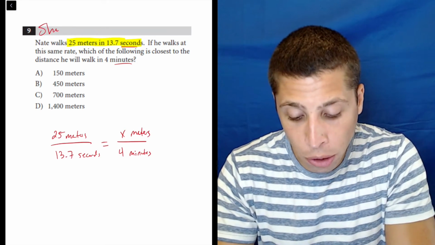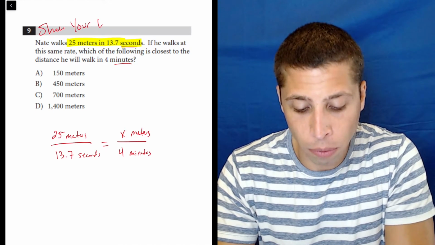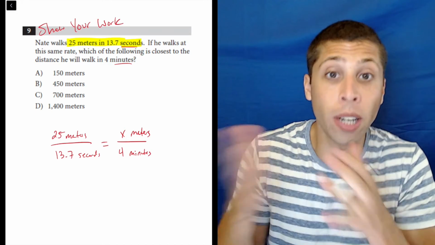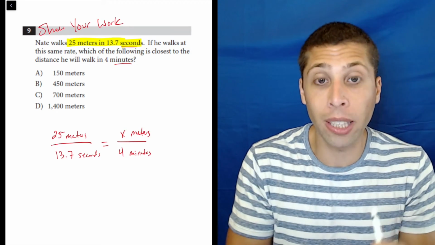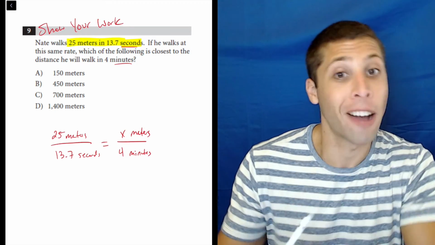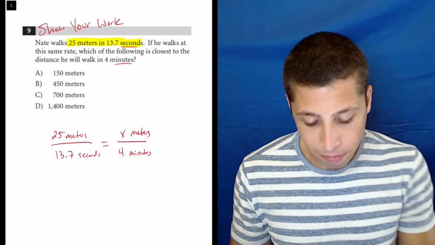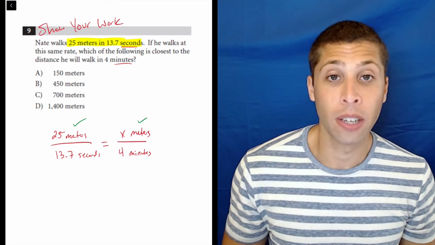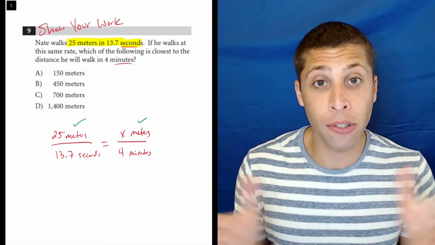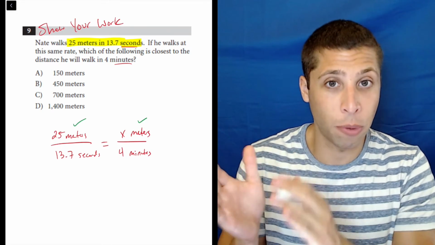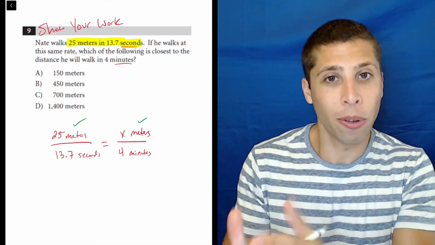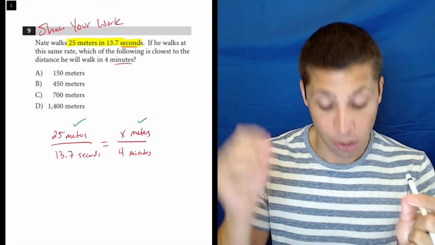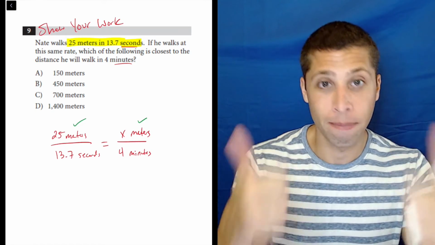So showing your work is really important for ratios and units questions because the units matter. And so the units are what the work is. It tells me what I'm doing, what I need to do, and when I've done enough. So let me show you what I mean. For the tops of these fractions, the meters are the same. The whole point of a ratio is we're scaling a rate, and so the rate should be consistent. So meters on top, good.